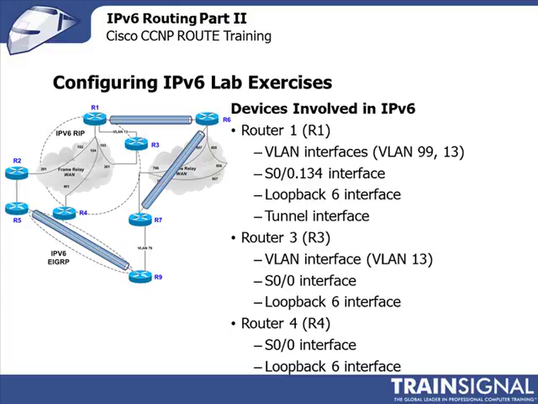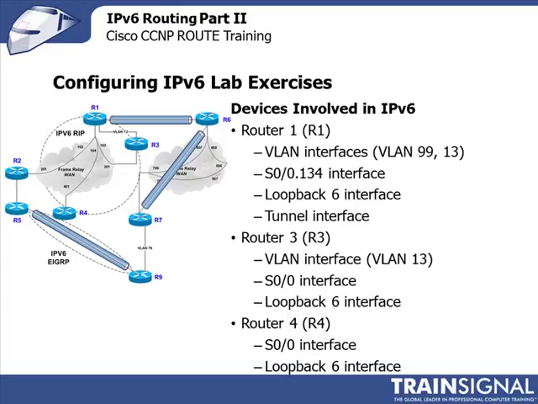The devices that will be involved, we've already talked about this. Router 1 on VLAN 99. Essentially, it'll actually be across the tunnel, but it'll still be involving that. The serial 0/0.134 interface, loopback 6, and obviously the tunnel interface that we're talking about.